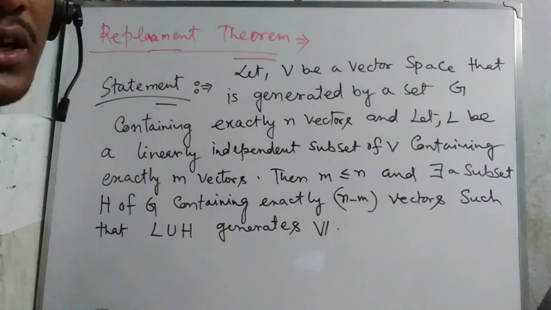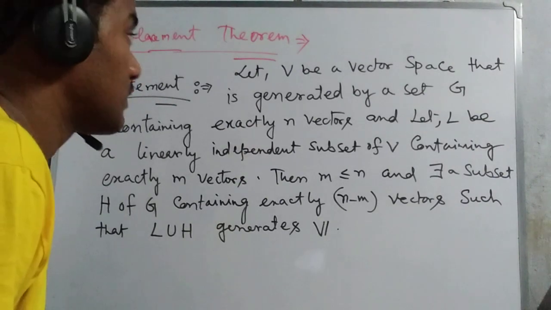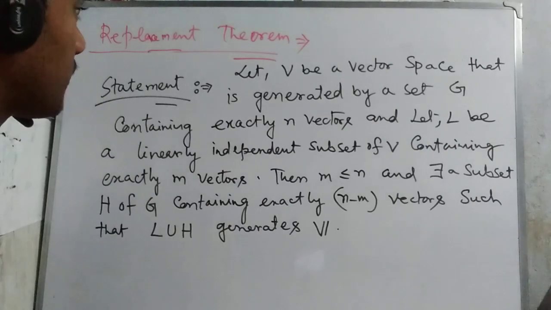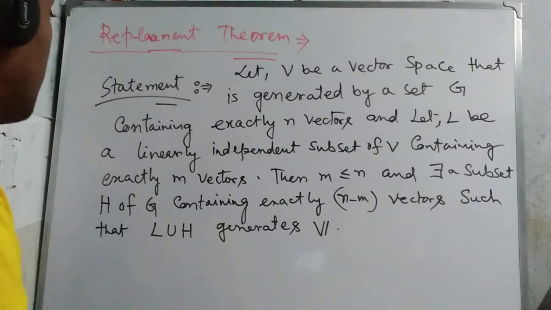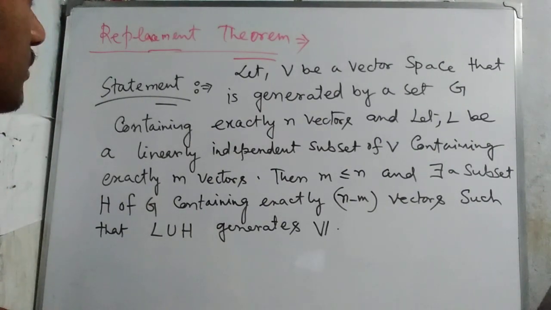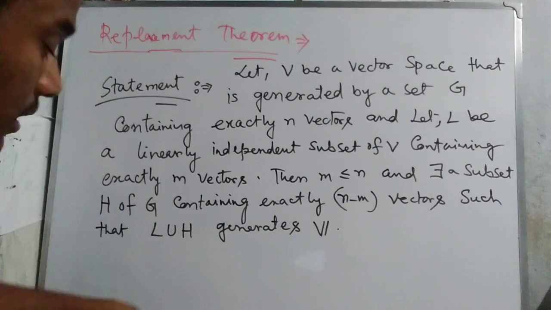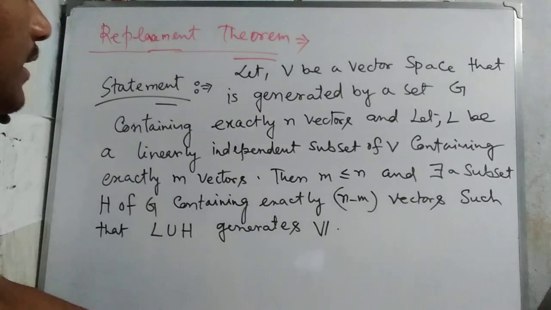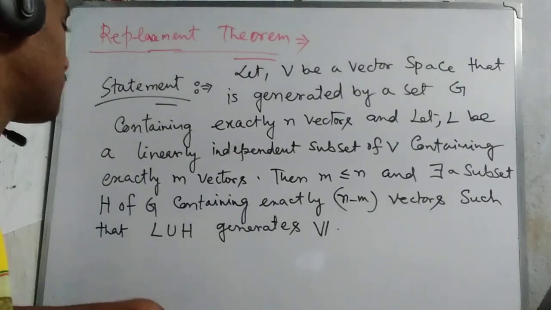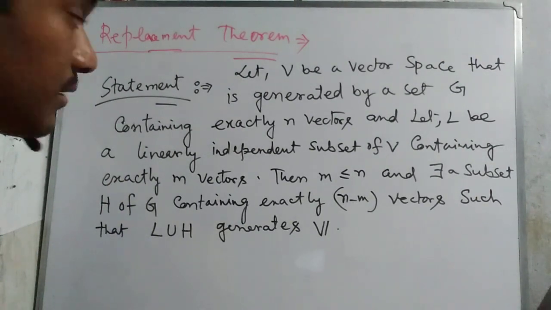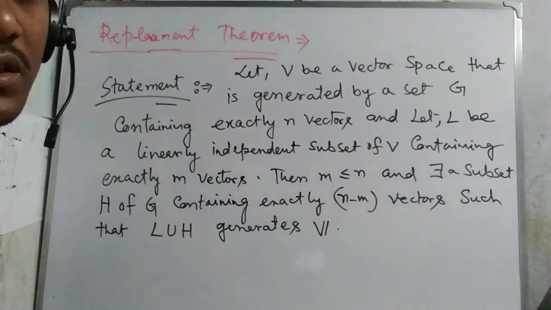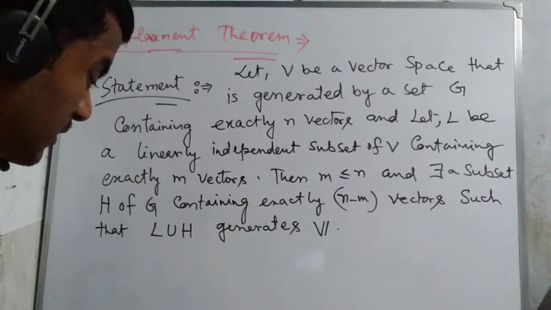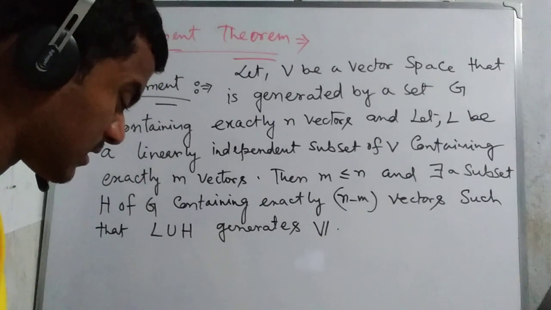It says that V is a vector space generated by a set G containing exactly n vectors, and L is a linearly independent subset of V containing exactly m vectors. Then m is less than or equal to n, and there exists a subset H of G containing exactly n minus m vectors such that L union H generates V. So we discuss this one.